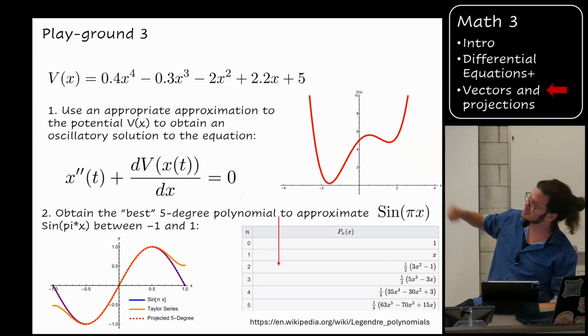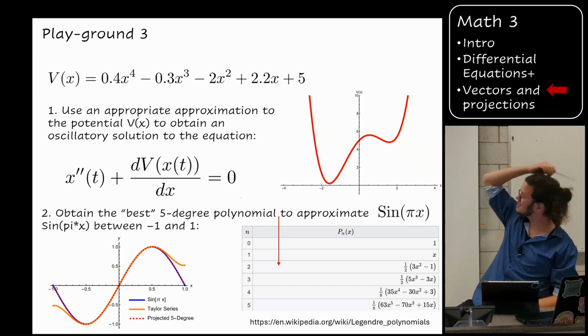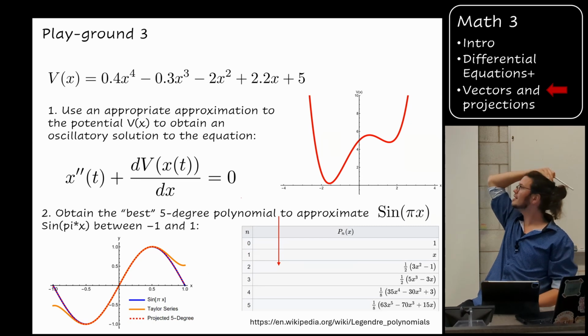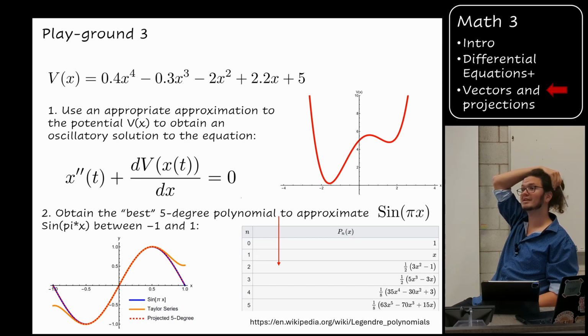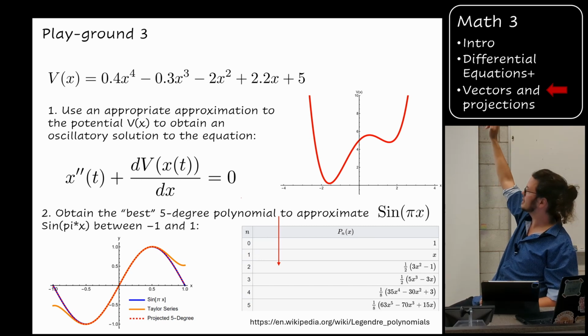And as you see, it's not. In blue, you see sine of x or pi x. In orange is a Taylor series. And in red is what we can obtain with projections. We're going to basically find the shadow of the sine function onto the 5-degree polynomials, and we're going to find the best one. We'll cover that next class.